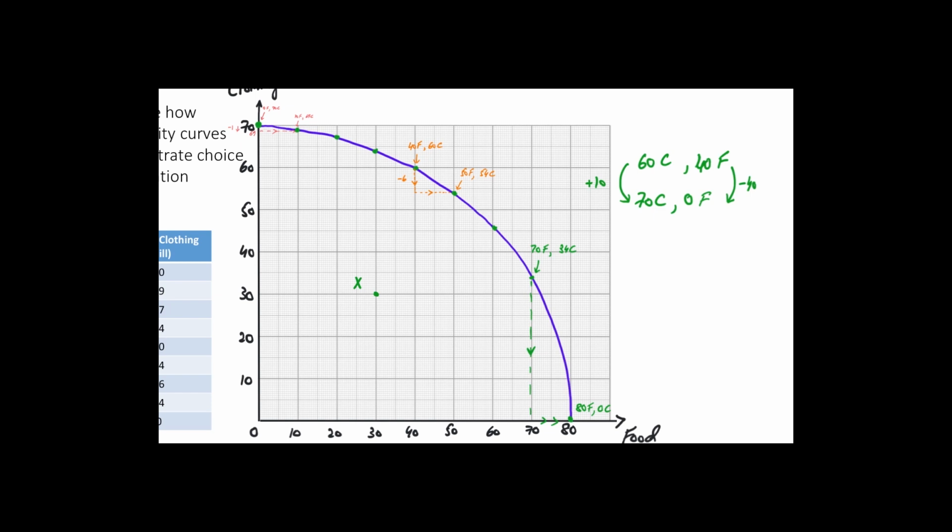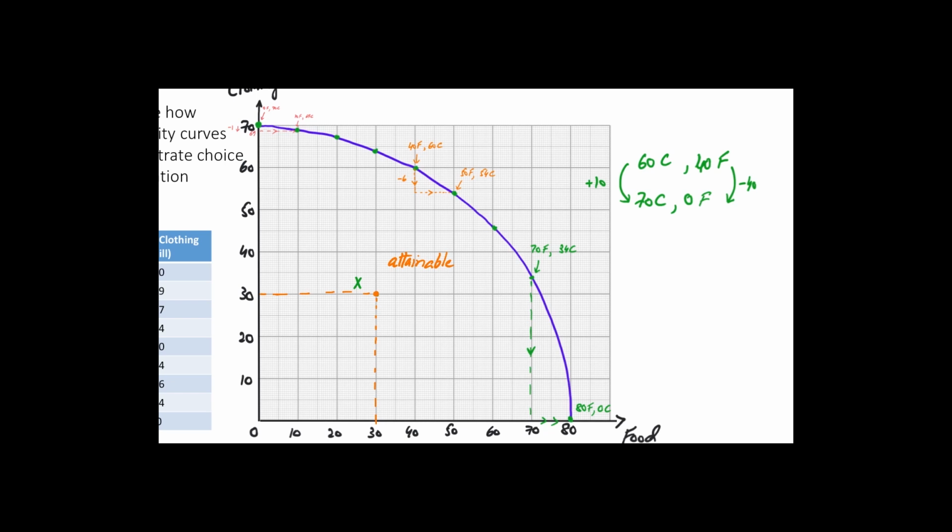What do we say about this point? Can you produce this? Do you have enough resources to produce this? We do have resources. The point X is telling us you are making 30 food and 30 clothing. I say it is attainable. Attainable meaning achievable, producible. You can produce it.